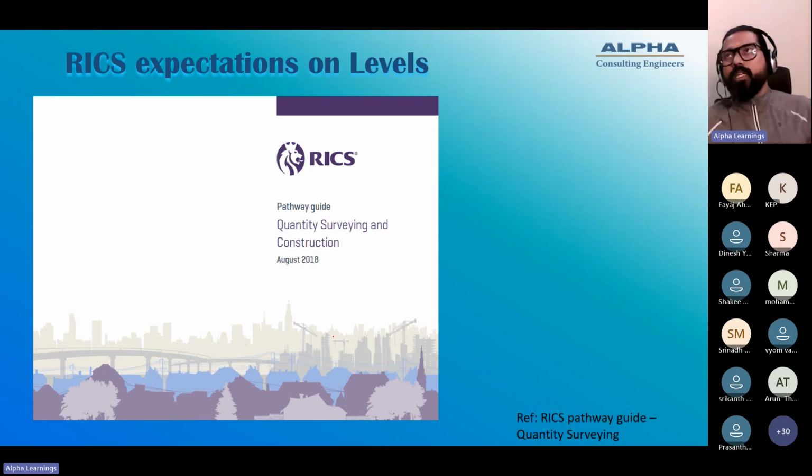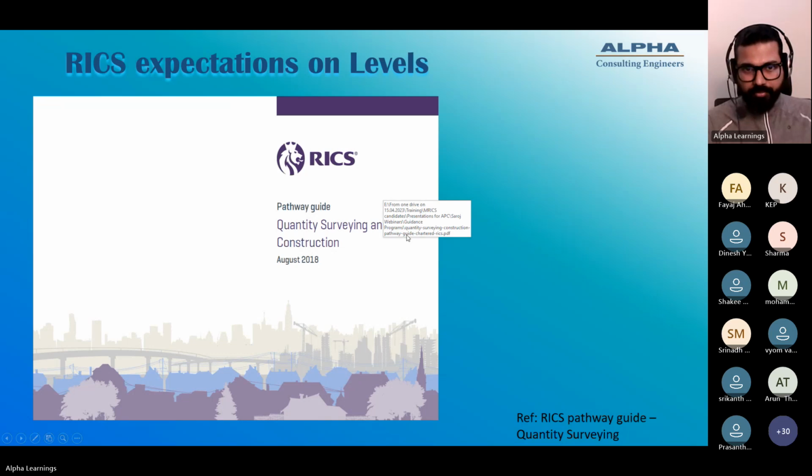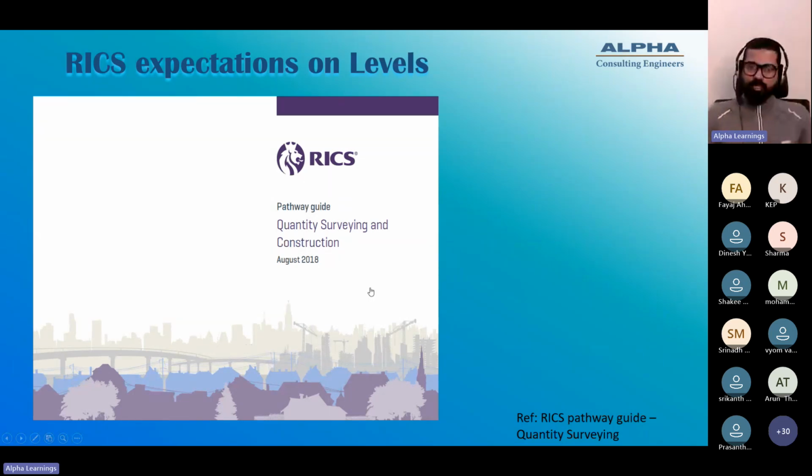Now, what will you get in the Pathway Guide? In the Pathway Guide, you will get the list of competencies, and for each competency, you will get some examples of knowledge. Okay. Examples of knowledge particular to that competency, right?